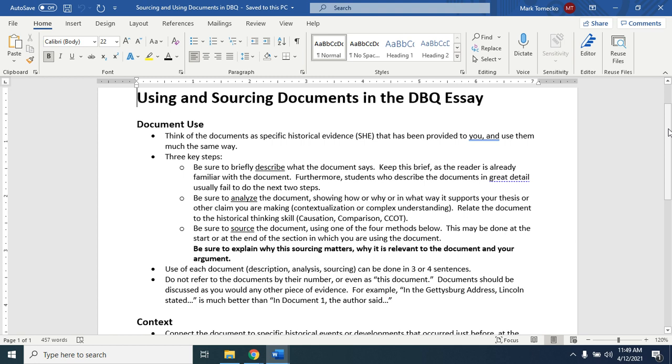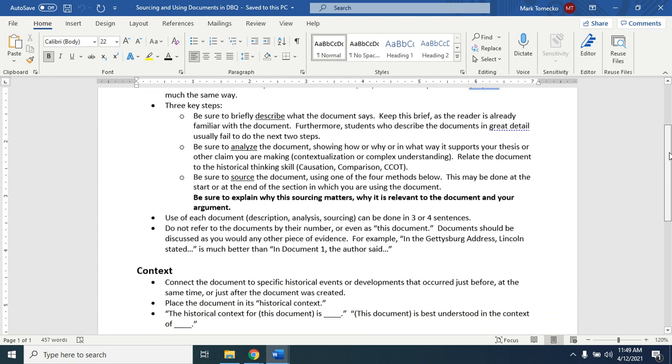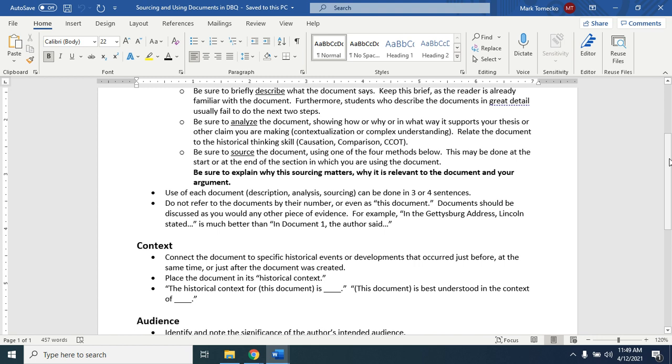You don't just get the point because you identified the context, audience, purpose, point of view. You earn it because you show why that's relevant to the document, why that's relevant to your claim. And then as that next bullet point says, usually you could do all of this in probably 3 or 4 sentences. If they're short sentences, maybe a few more, maybe 3, 4, 5. If they're a little more complex sentences, probably 3.